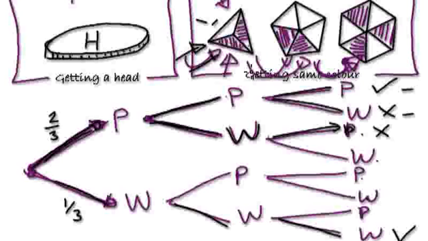Now we're jumping to the second spinner. The probability of us getting a purple one would be 2 out of 5. Now jump to the third one. The probability of us getting a purple would be 3 out of 6, or you could use a half.